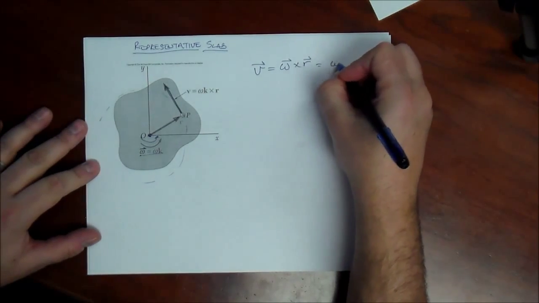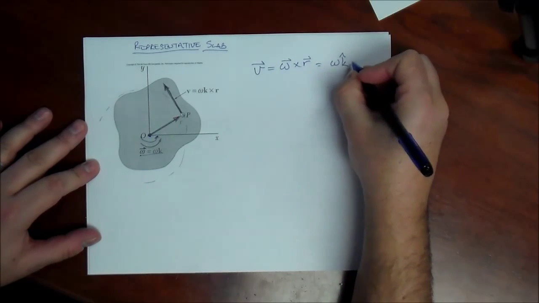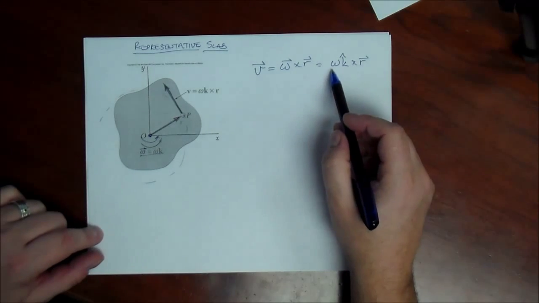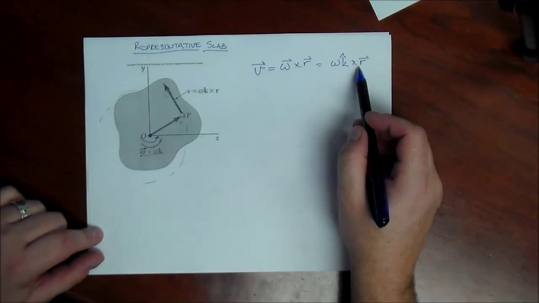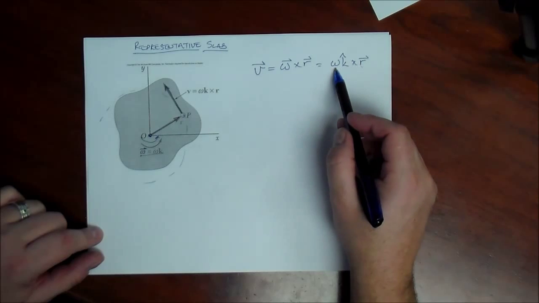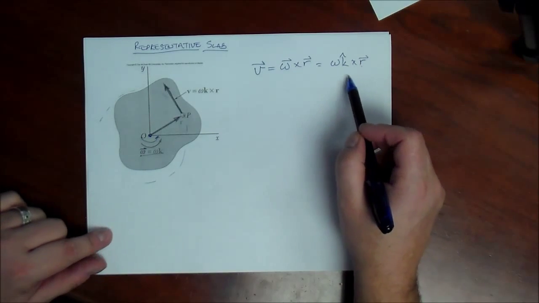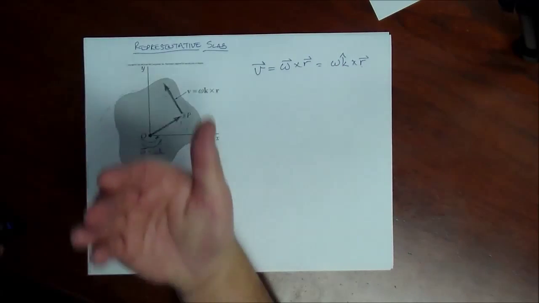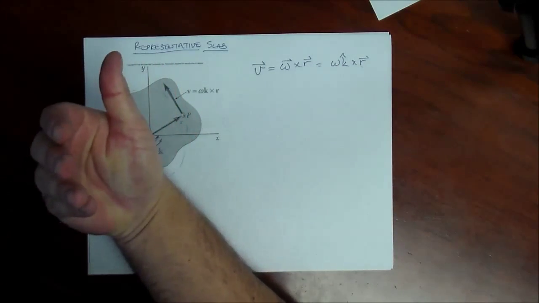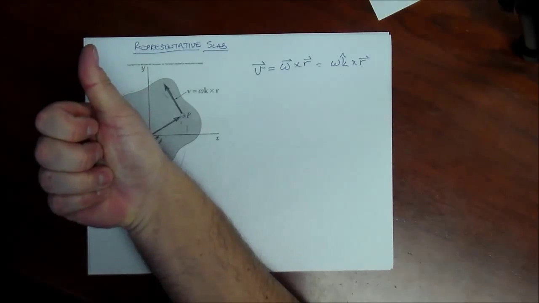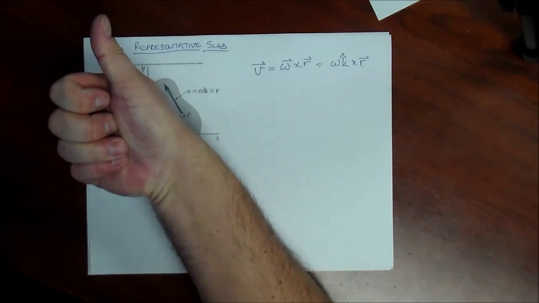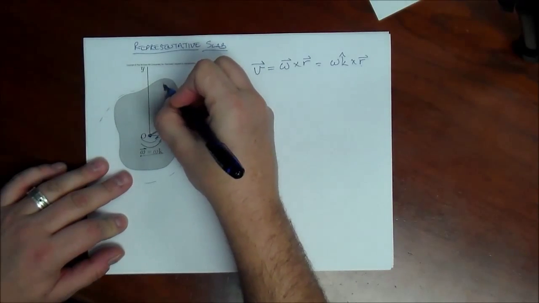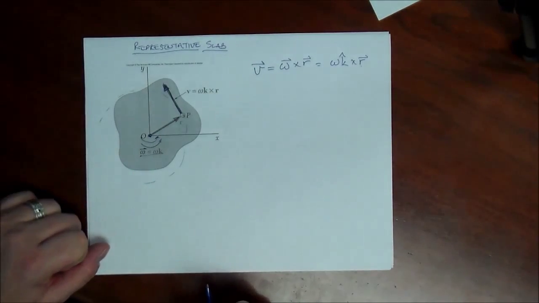Which is equal to omega k cross with the position vector. We can't find the magnitude of this cross product because we don't know the length of r or omega, but we can find the direction using the right-hand rule again. You point your fingers in the direction of the first vector, which is the z-axis out of the page, curl them towards the second, this way, and your thumb points in the direction of the result, right? Which means the resultant vector is perpendicular to r in this direction, okay?